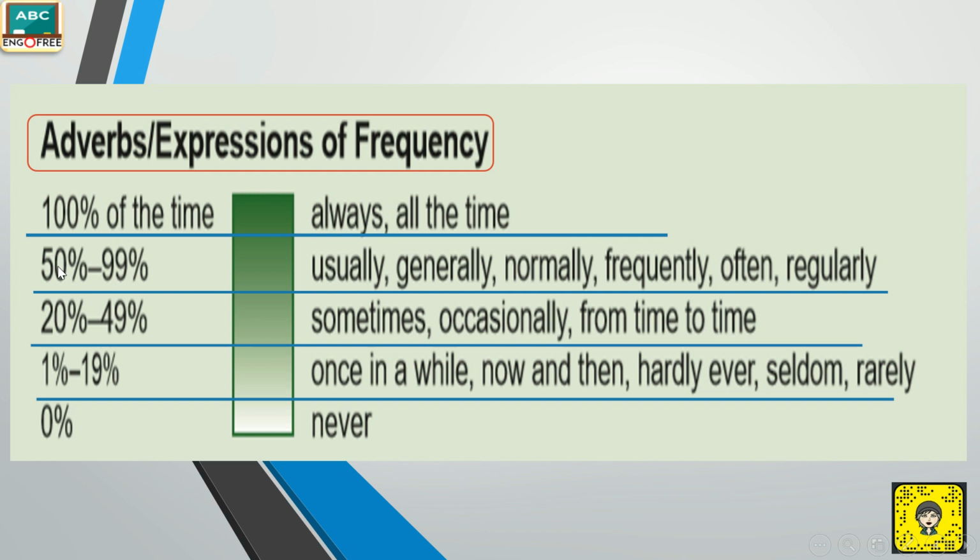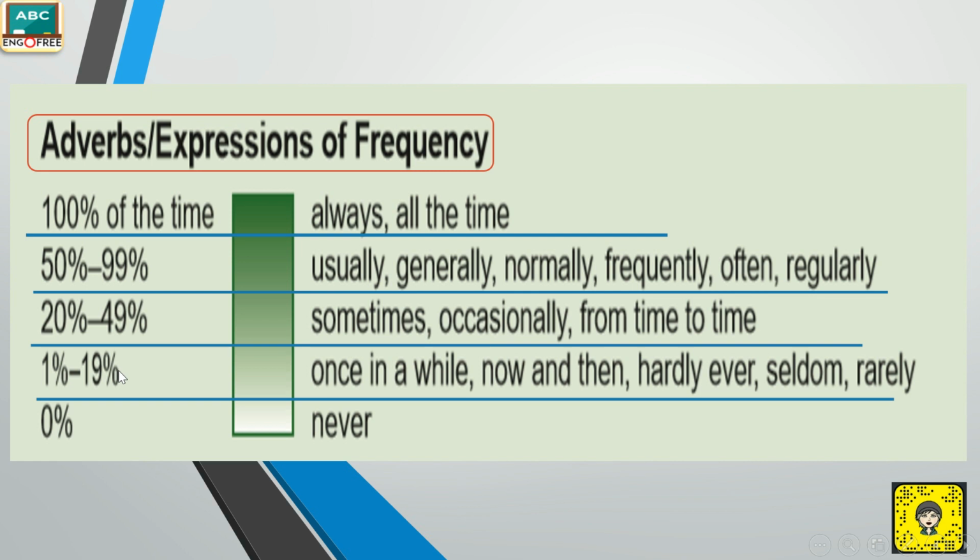Okay, if you do the action maybe from 50% to 90%, we use usually, generally, normally, frequently, often, regularly، وكلها تعني نفس المعنى اللي هو زي ما نقول عادة أو كثيرا ما أو غالبا ما، كلها تعطينا نفس المعنى بس كلمات أخرى لإثراء لغتنا، وأيضا نستخدمها لمزيد من التحديد في الفترات. Okay, if you do the action from 50 to 20%, يعني تكون وسط، نستخدم كلمة sometimes. Yes, sometimes we use occasionally, from time to time.